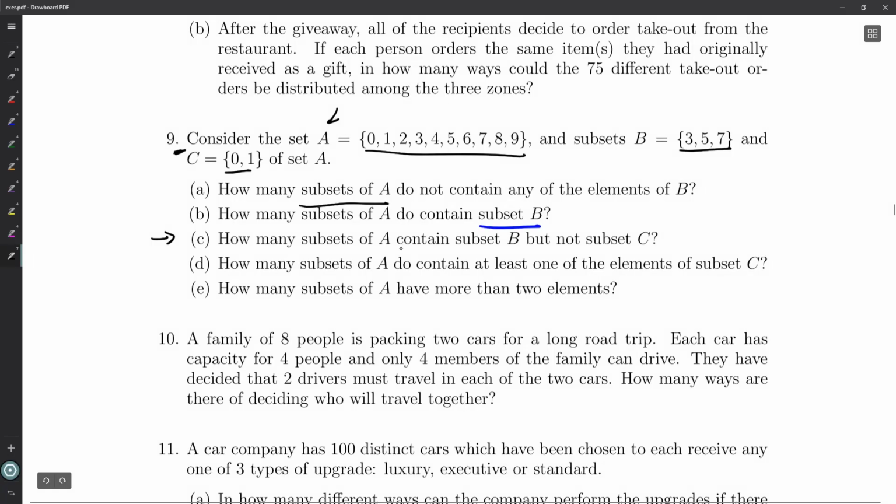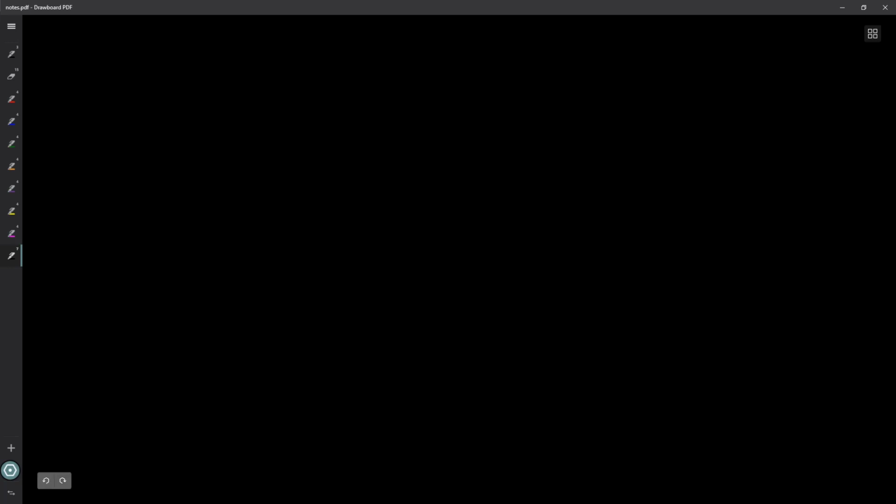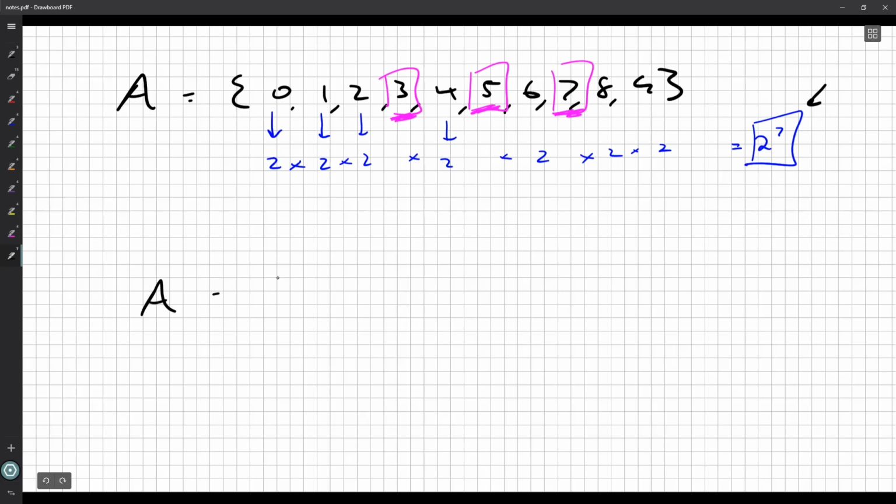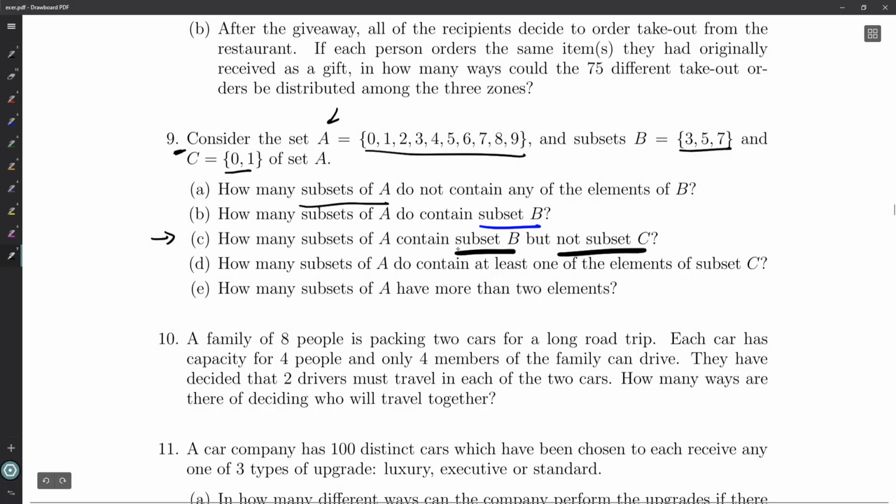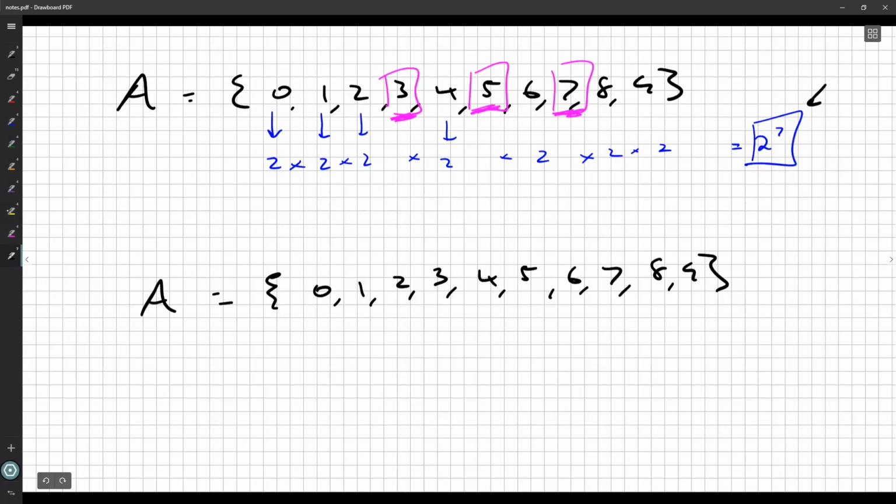How many subsets of A contain subset B, but not subset C? So again, let's think about it. What choices do I have? We're sort of moving beyond sets. We're thinking about breaking problems down in terms of choices, sequence of choices, and a set of different cases. So for C, we say we need to contain B, but we can't contain subset C. So right away, I know, aha, 3, 5, and 7 have to be in. No choice, they have to be in.